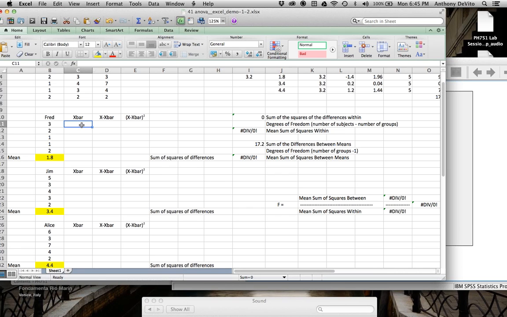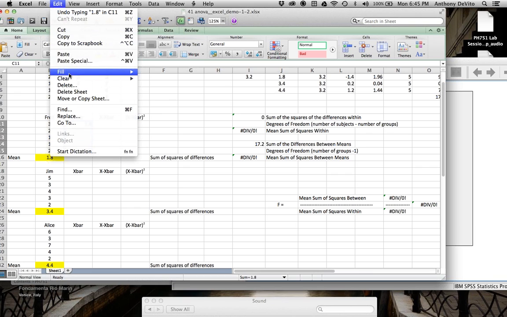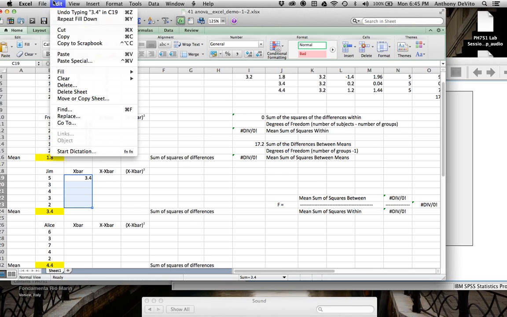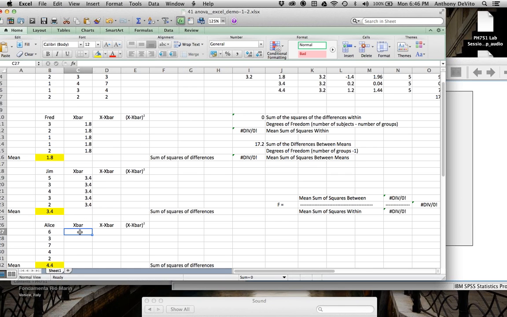Okay, so the mean for Fred is 1.8. I'm going to put 1.8 over here, and I'm just going to copy it down. Make it easy for me to do a calculation. And the mean for Jim is 3.4. I'm going to do the same thing. I'm just going to copy it down. And the mean for Alice is 4.4. And I'll copy that down.